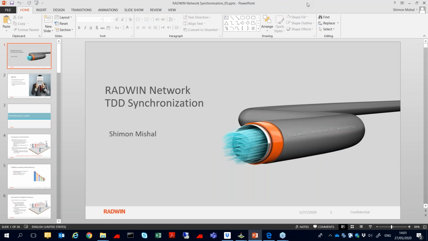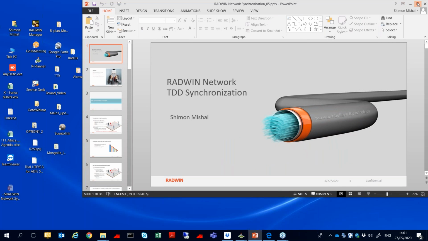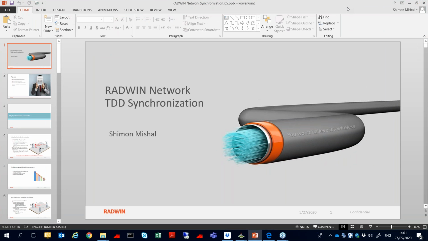Today we are going to discuss synchronization. For those who participated in the radio planning sessions during the last 2 or 3 weeks, I introduced the RADWIN planner and radio planning, and I mentioned that synchronization is important to consider when we are doing radio planning for a site, whether it is a point-to-point or point-to-multipoint site. So today we are going to discuss synchronization.